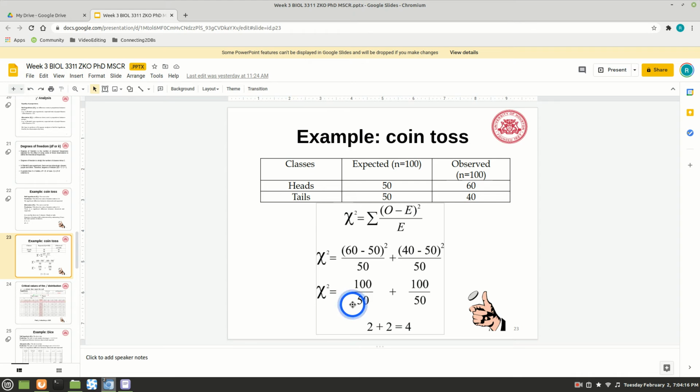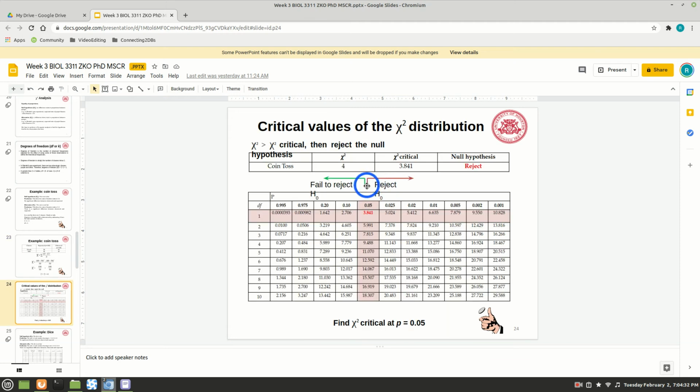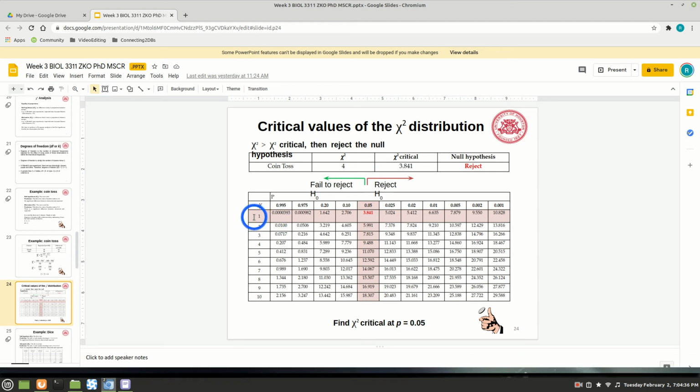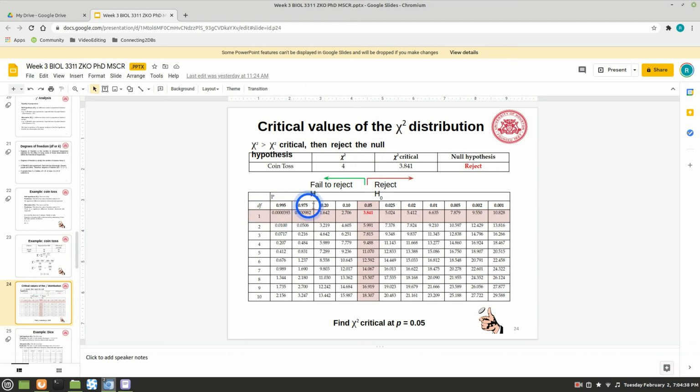How do we know if that is too much of a difference or too small of a difference to say that 60-40 is the same as 50-50, given the size of our sample? Well, we go to a table. And how many degrees of freedom did we have? We had 1.